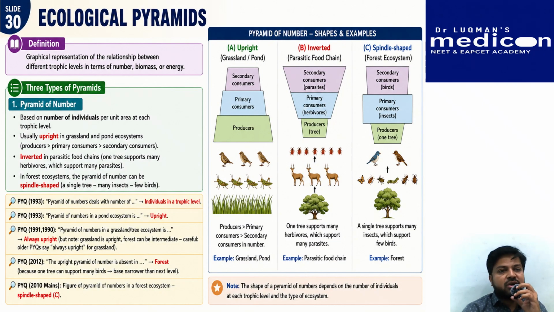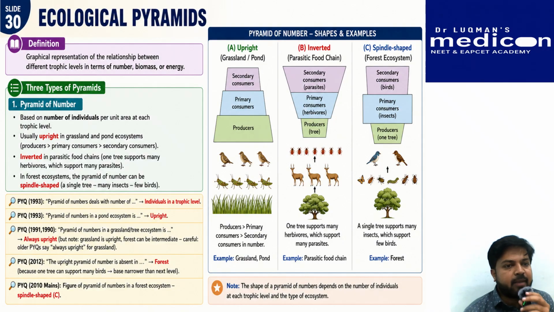Ecological pyramids, very important, one of the easiest topics also, but sometimes these things are confused. First of all, let's understand what we mean by an ecological pyramid. Definition: a graphical representation of the relationship between different trophic levels in terms of number, biomass, or energy. It means we are trying to show the relationship of one trophic level to another trophic level in a graphical pattern, by taking the number of organisms or biomass of that level or the energy transfer. By taking any of these three, we form a presentation. That presentation is called an ecological pyramid.